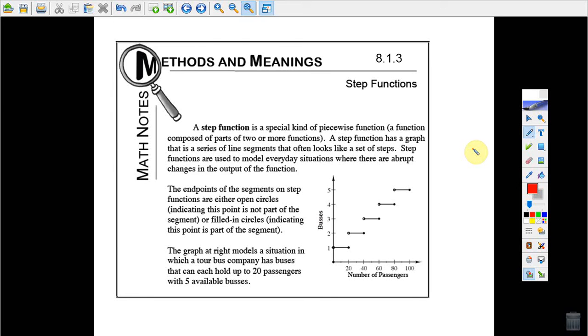Alright guys, welcome back. We're going to look at step functions today. This is section 8.1.3.